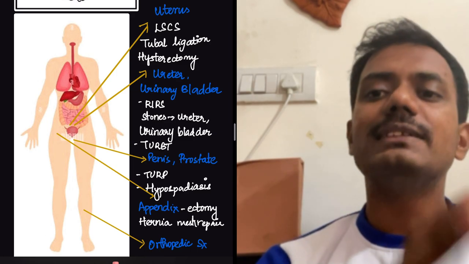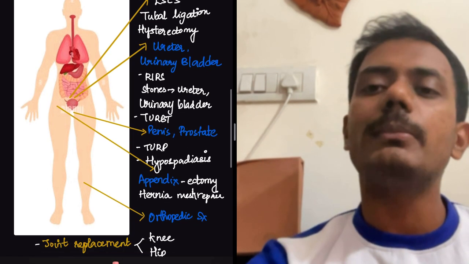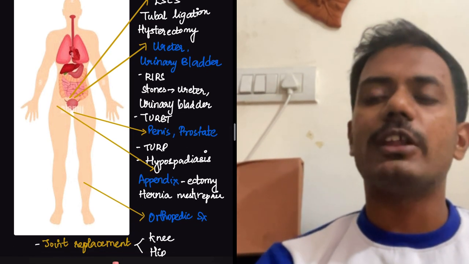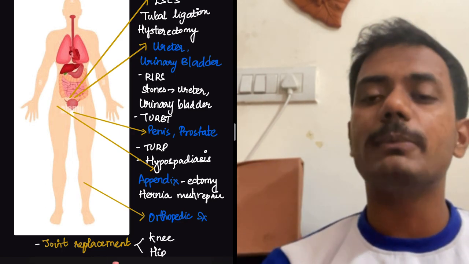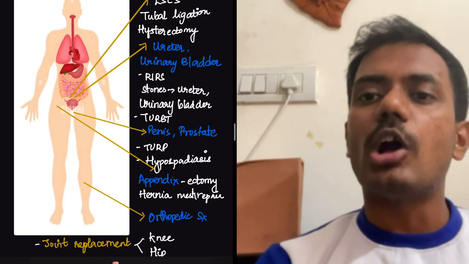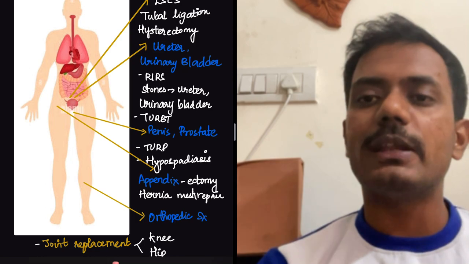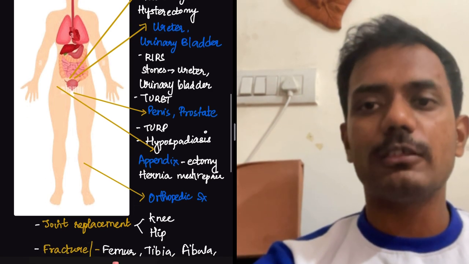In males, there is the prostate and there is the penis. Any diseases related to them can be done under spinal anesthesia. For example, TURP, transurethral resection of the prostate for a big prostate, can be done under spinal anesthesia. If the urethral opening is not appropriate, all these hypospadias surgeries, all the surgeries related to the penis, can be done under spinal anesthesia.